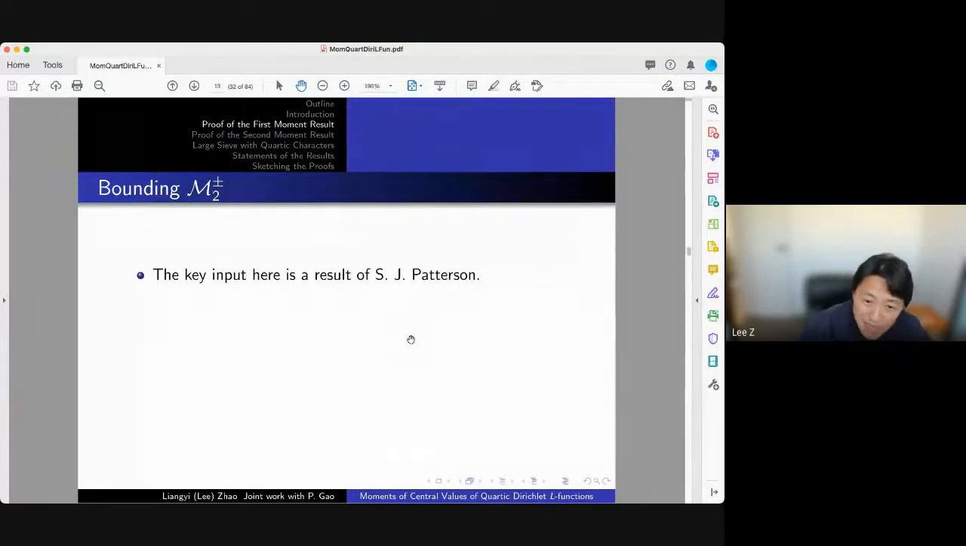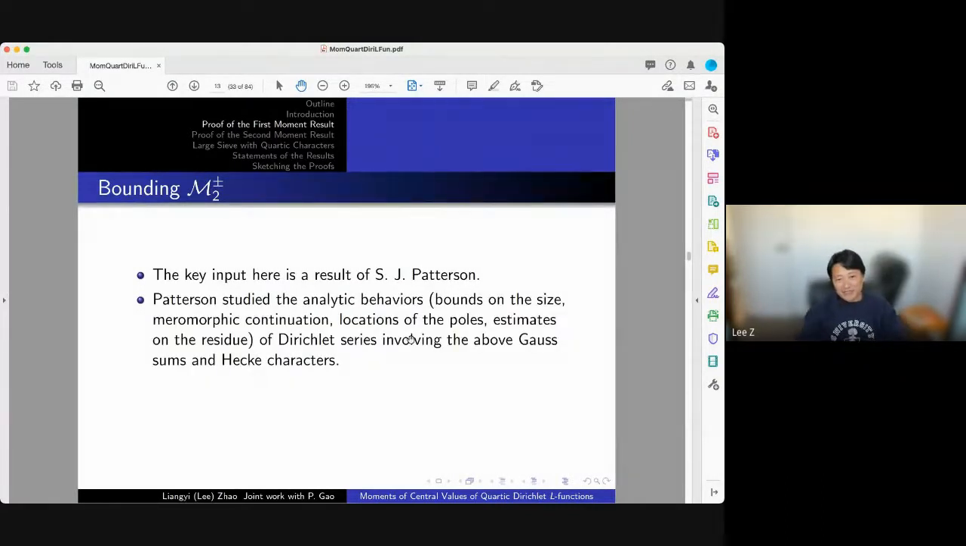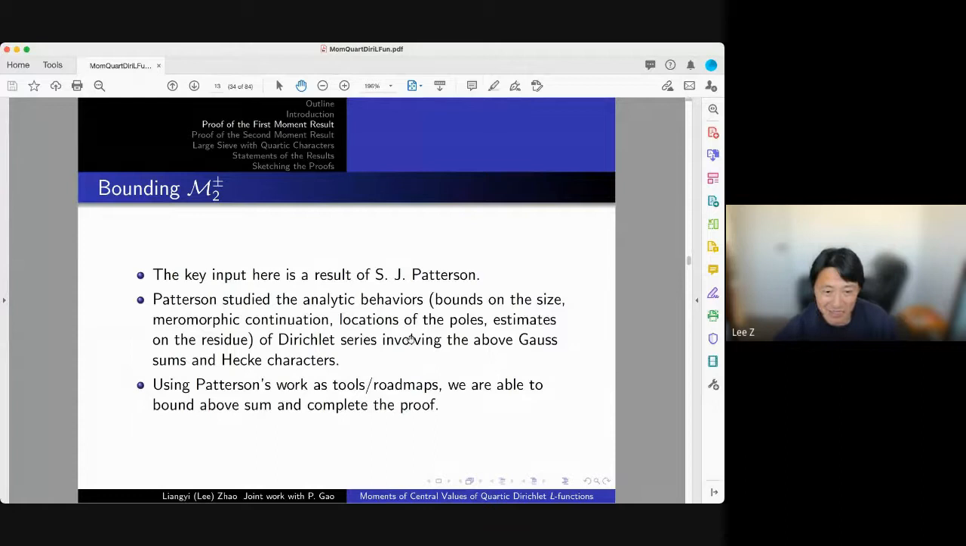So that expression on the previous slide is precisely the subject of the result of Patterson. You get the analytic behaviors of that Dirichlet series or Dirichlet polynomials. So using Patterson's work as a tool or roadmap, we are able to bound the sum on the previous slide, and that will give us the result that we want. All right, so that concludes the first moment proof.